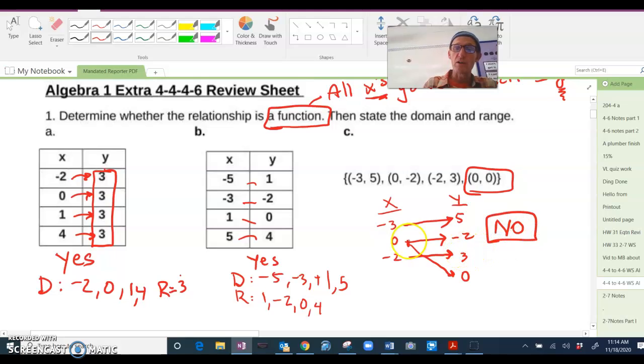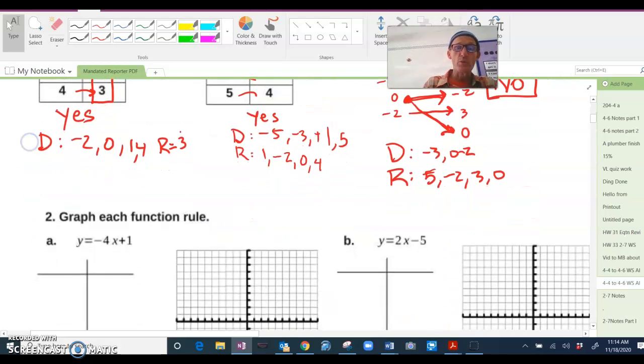This is not a function because this input, 0, has two outputs, -2 and 0. So the domain and range are the lists again, which is -3, 0, and -2, and the range is 5, -2, 3, and 0. Number 2, we're going to graph it.